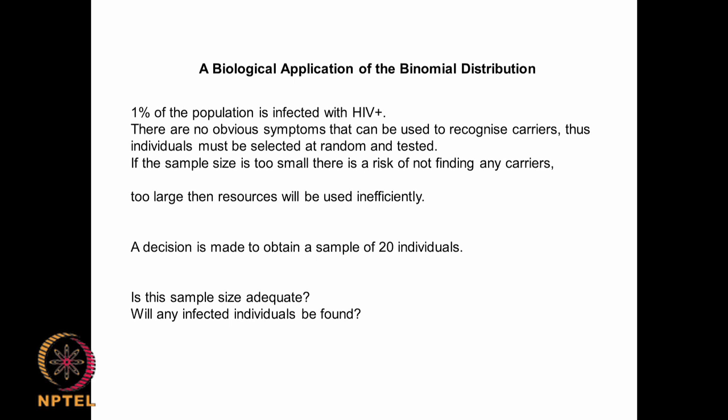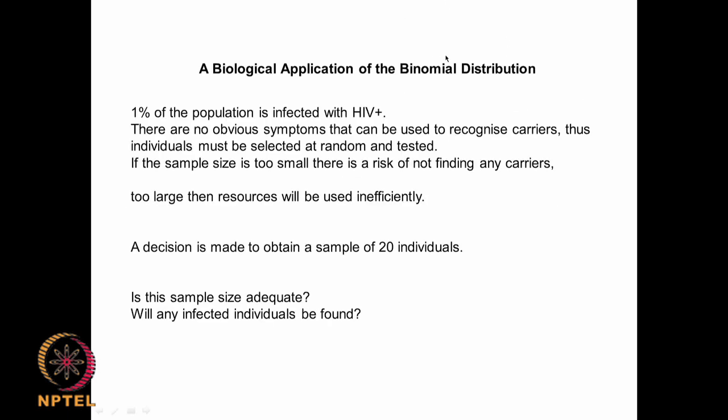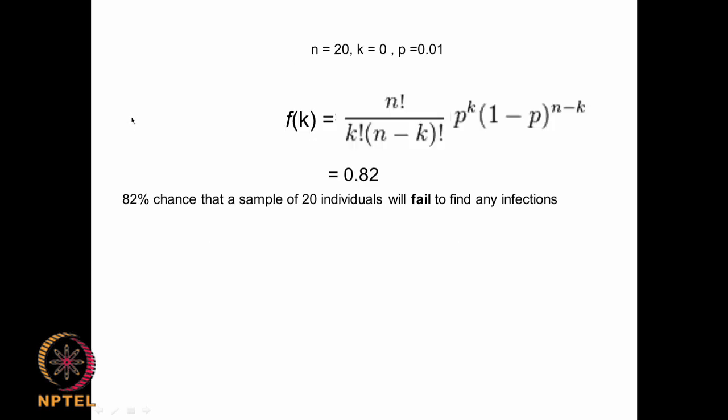So how do I do it using binomial distribution? I can use n equal to 20. I can say k equal to 0. That means in that 20, I am not finding anybody with that. And p is equal to 0.01 because I said 1% of the population. So when I put it in the binomial distribution, 20 factorial, again this is 20 factorial because k equal to 0, so these two will get cancelled out. p to the power k, with k equal to 0, this also will get cancelled out. So 1 minus p is 0.99 raised to the power 20. 0.99 raised to the power 20 gives me 0.82.